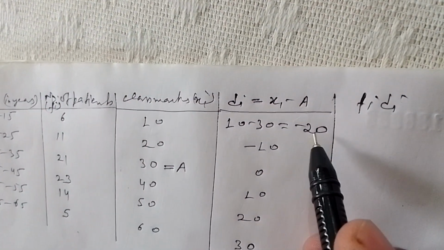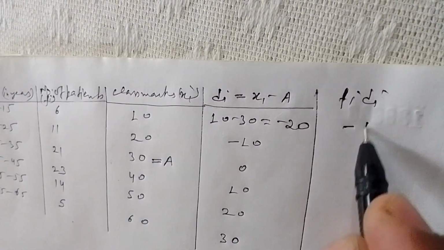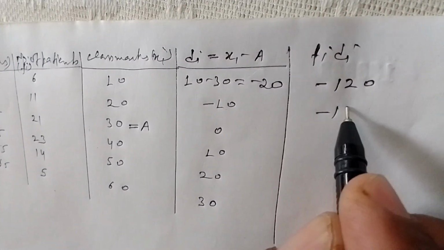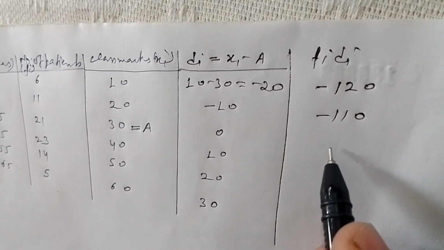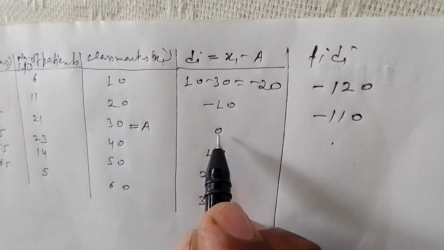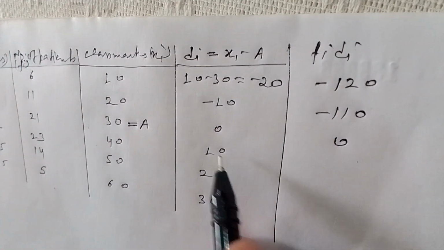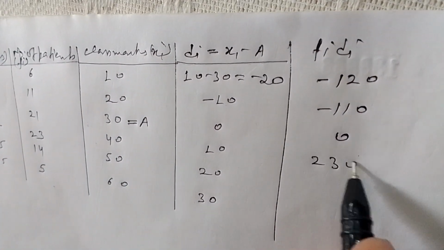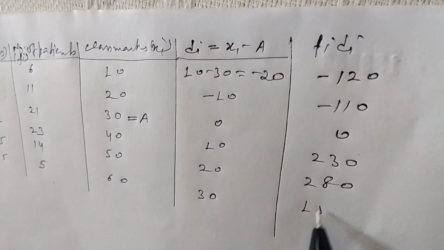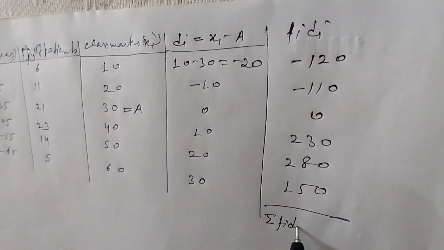6 multiplied by minus 20 is minus 120, then minus 110. 21 multiplied by 0 is 0. 23 multiplied by 10 is 230. Then 280 and 150. Now we will do the summation of this column, summation Fi di.